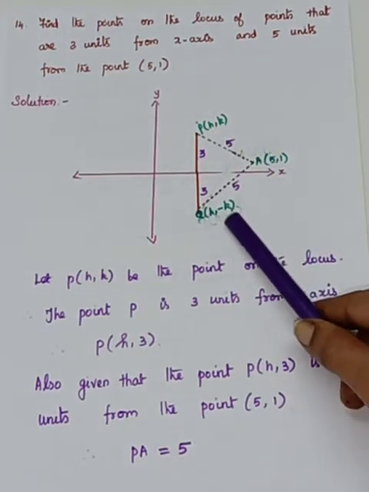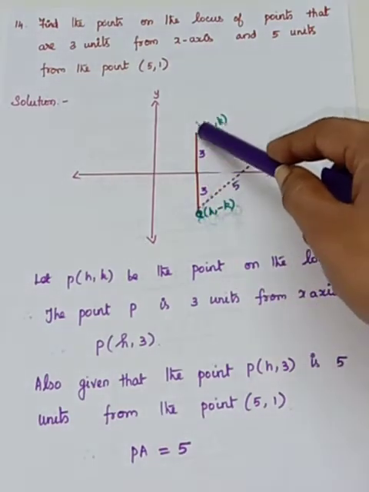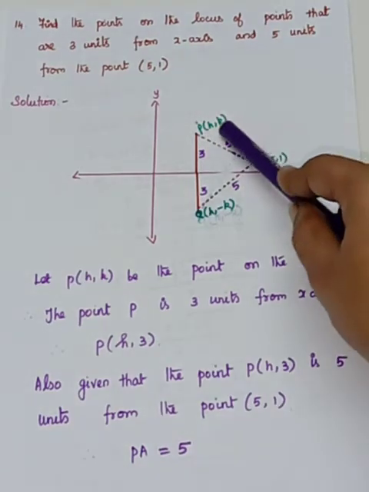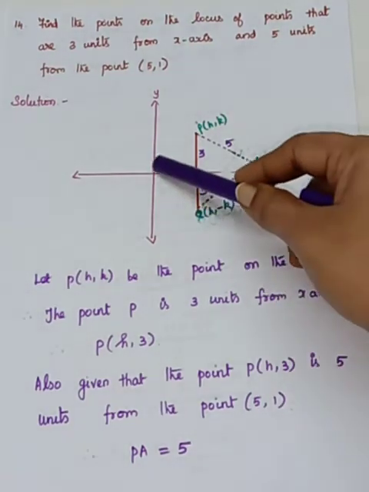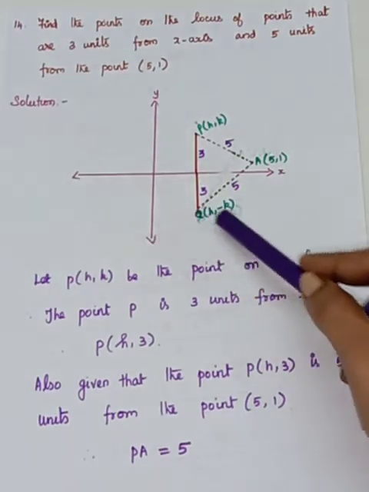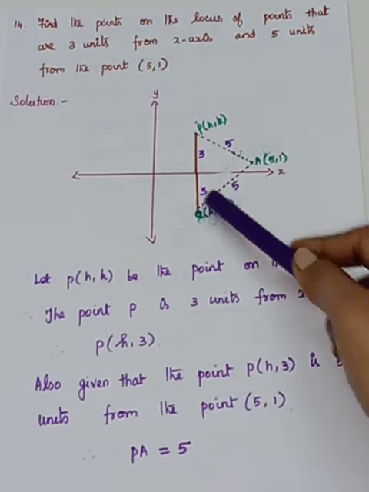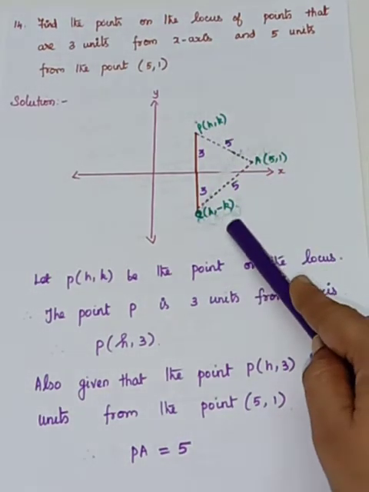Why the minus has come? Because p point is above the x-axis, so positive side of y-axis. This distance is 3, so k is 3. And q, how it is? It is below the x-axis, so it is in the negative side of y-axis. So therefore it is minus k. Your k is what? 3. So therefore h comma 3 and q point is h comma minus 3.